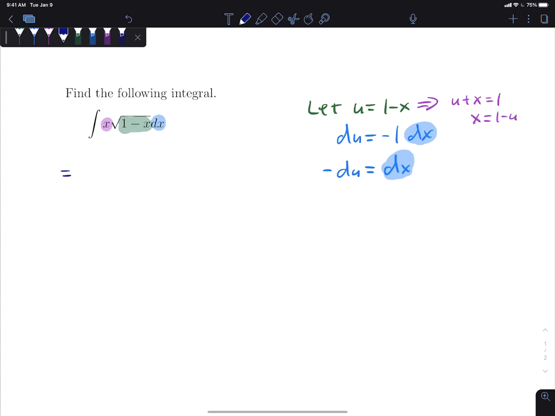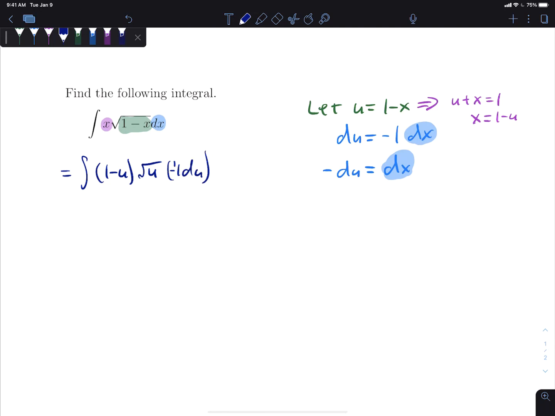And this is going to give me the new integral of, instead of x, it is 1 minus u. Instead of 1 minus x, it is u, so that's the square root of u. And instead of dx, it is negative 1 du.